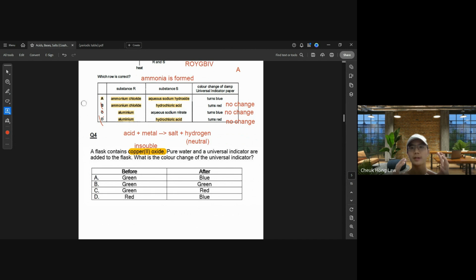For a universal indicator, in its original state, it is green in color, right? Because it's neutral. So before it has to be green, cannot be red. Then you have A, B, and C. Pure water is neutral, which means it's not acidic and it's also not alkaline. But will copper 2 oxide dissolve in the pure water to form an alkali? No, right? Because copper 2 oxide is insoluble.